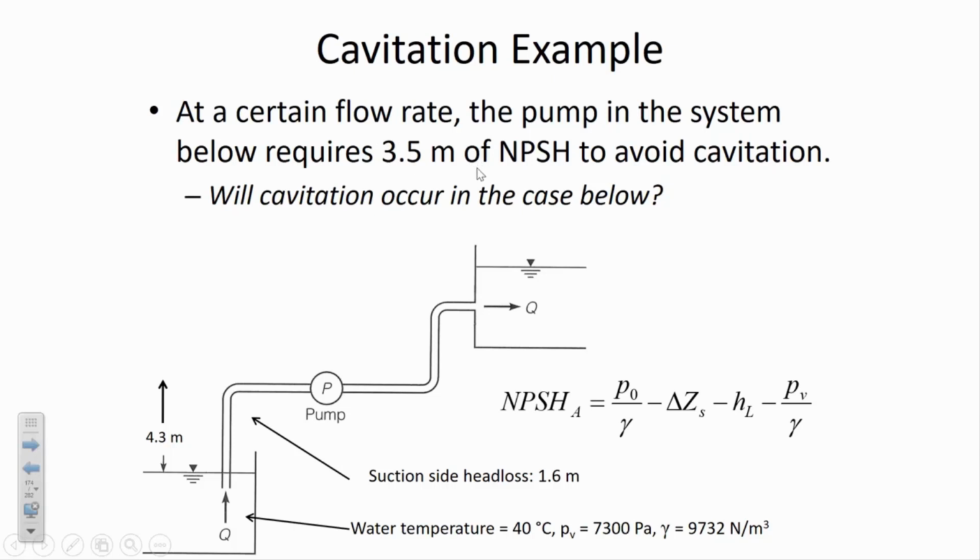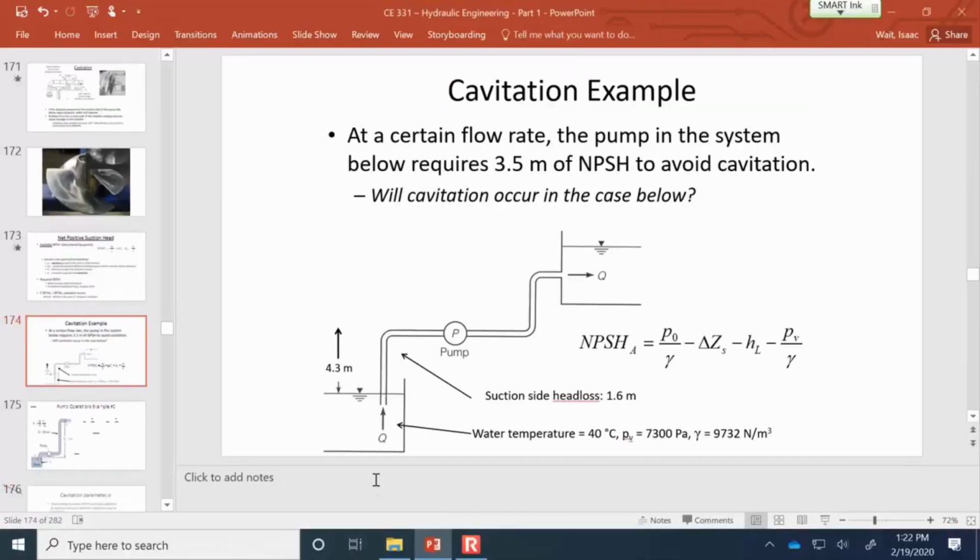So what I'd like you to do is calculate the available NPSH and then compare it to the criteria. The criteria is if the requirement is bigger than available, then cavitation occurs. But if the requirement is less than what's available, then there's no cavitation. All right, let me pause for a moment while you start to substitute into that formula.